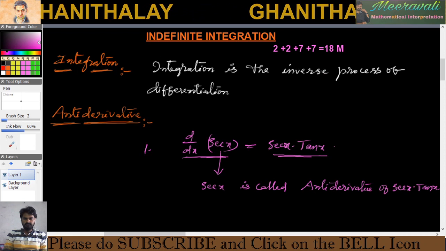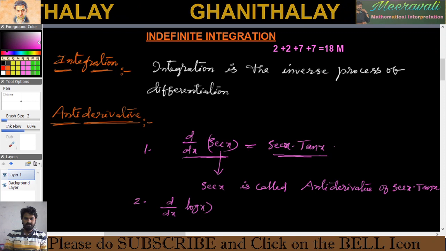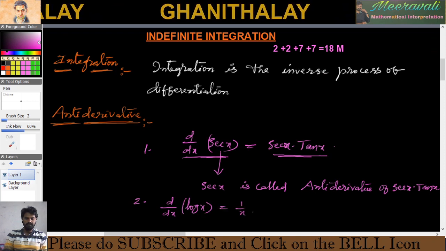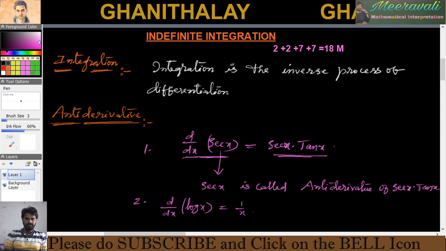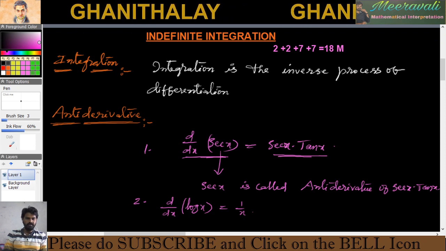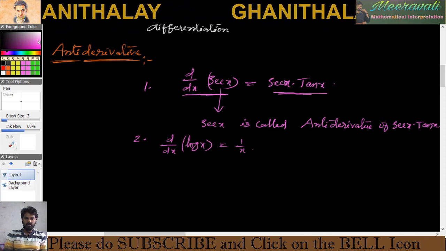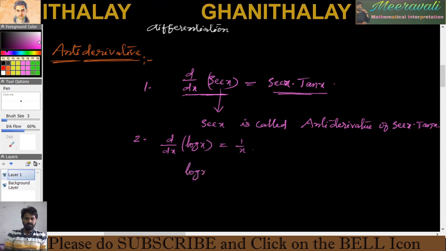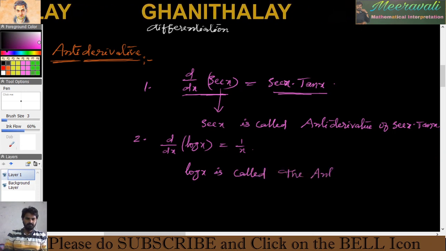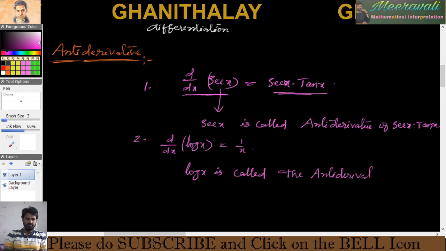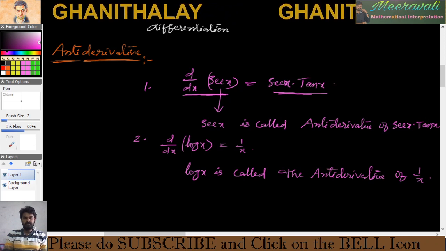Next one, in the same process, derivative of log x is equal to how much? 1 by x. We have the formula. Here derivative of log x is equal to 1 by x. So how to get the 1 by x here? Here 1 by x is obtained by derivative of log x. Then how to get the log x? Now log x is called the antiderivative of 1 by x.